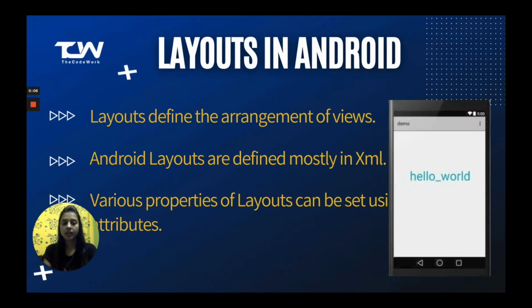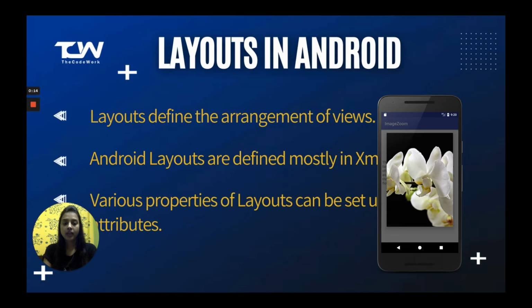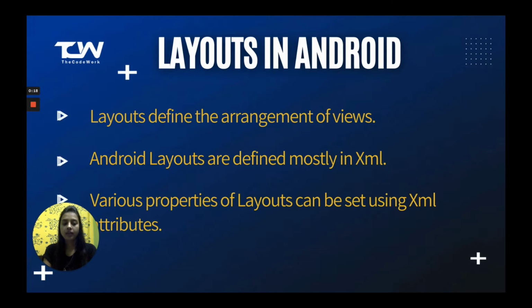Here views are text view that we use to write some text, button that we use to add click listener, image view that we use to add image in our layout. We define our layout in an XML file, and using XML attributes various properties of the layout can be set.